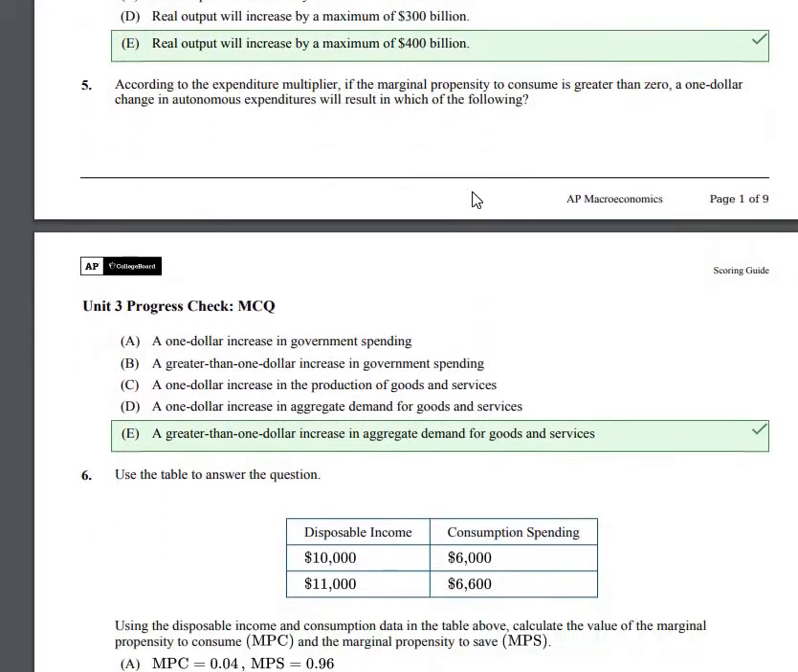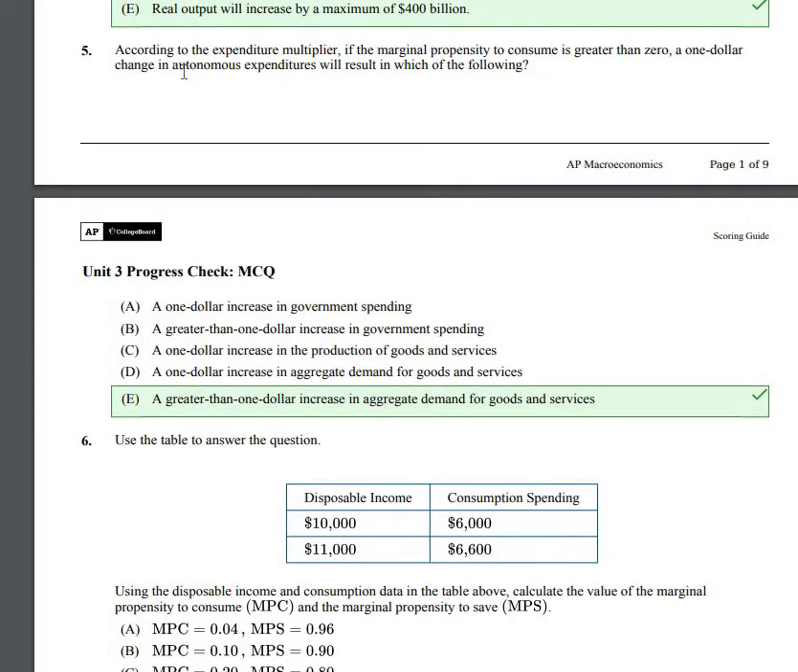a maximum of $400 billion. Number 5, according to the expenditure multiplier, that's another word for the spending multiplier, if the marginal propensity to consume is greater than 0, a $1 change in autonomous expenditures will result in which of the following? E, a greater than $1 increase in aggregate demand for goods and services.